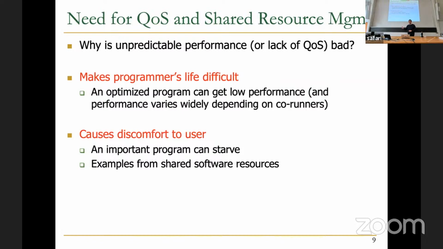For example, you're running a video, and that video may degrade in terms of quality if some other program is hogging the memory bandwidth that the video is trying to bring into the caches. So an important program can starve, basically. Hopefully these are interesting. This happens in software also. So don't think that resource sharing is only in hardware. There's also resource sharing in software.